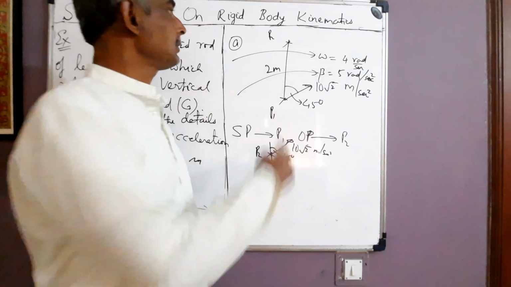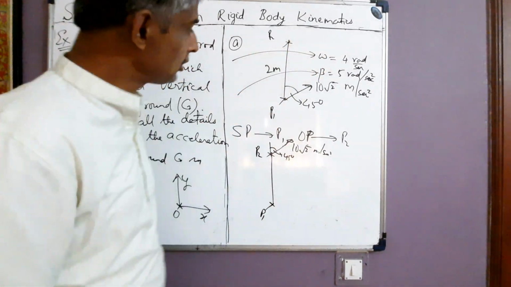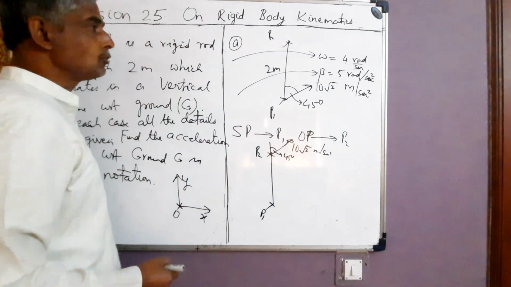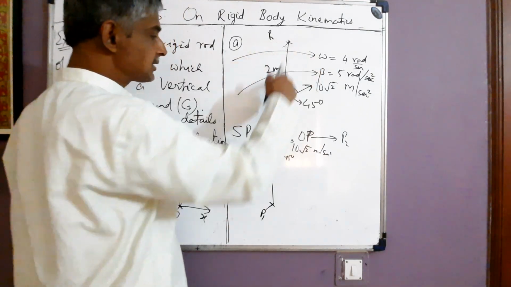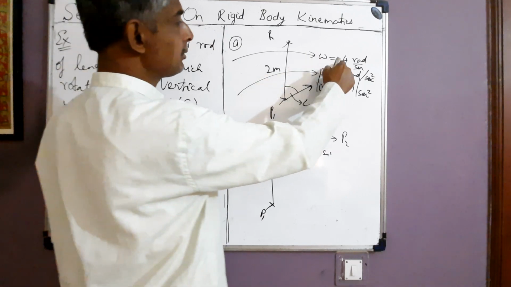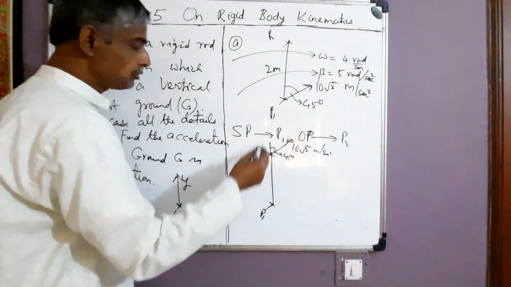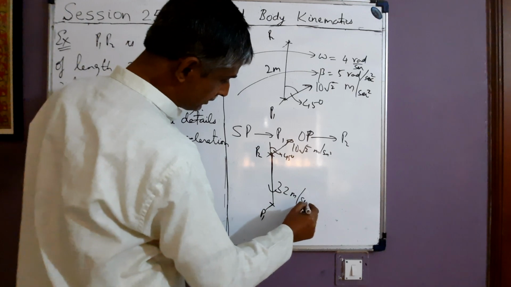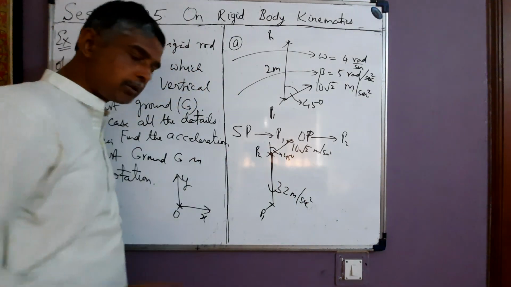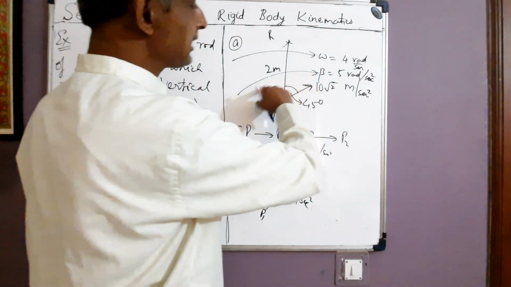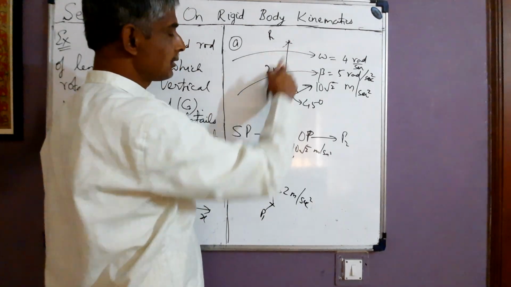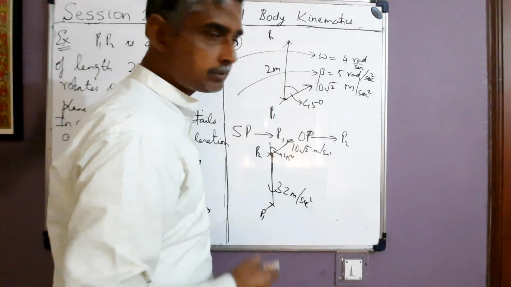Omega is clockwise. So P2 moves in a clockwise circle with center at P1 and radius 2 meter. So we give two accelerations to P2. Omega square r to P2 towards the selected point P1. Omega square becomes 16 into r, which becomes 32 meter per second square in downward direction towards P1. And beta is clockwise. So we give r beta to P2 in clockwise sense, corresponding to clockwise beta.